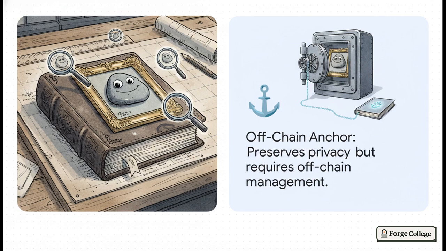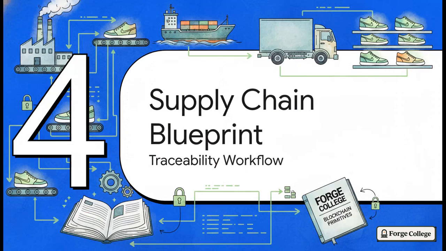So developers usually pivot to Approach B, the off-chain anchor. Here, they submit only a tiny cryptographic fingerprint, a SHA-256 hash, to the blockchain and keep the full document off-chain in a private database. It's a brilliant workaround. It preserves absolute privacy and low costs while still borrowing the blockchain's incredible immutability. Let's turn to our next massive blueprint.